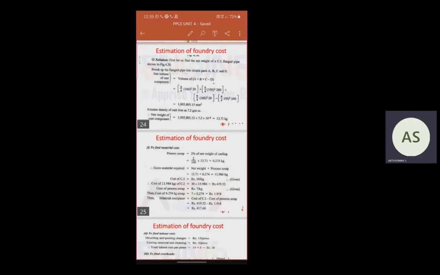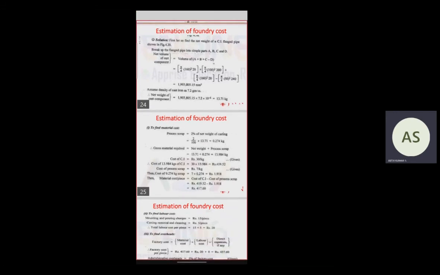Next, we want to find the labor cost. Molding and pouring charges is rupees 15 per piece, and casting removal and cleaning rupees 5 per piece. This is the labor charges. Total labor charges, we want to add these two. So 15 plus 5 will get rupees 20, the total labor cost per piece.